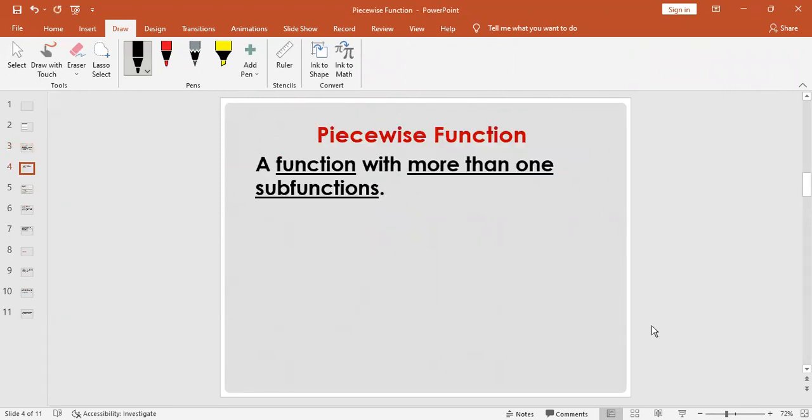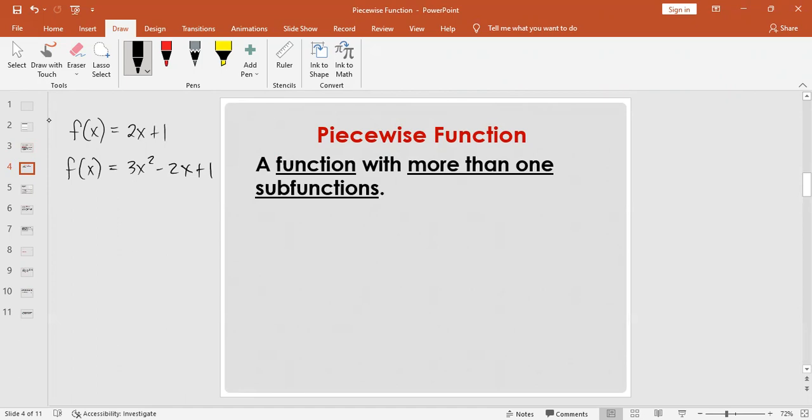First, what is piecewise function? It is defined as a function with more than one subfunction. In our previous discussions and even in your junior high school, we are used to seeing functions written in this form. Say for example, f of x is equal to 2x plus 1. Another example is f of x is equal to 3x squared minus 2x plus 1. These are just some of the examples of functions.